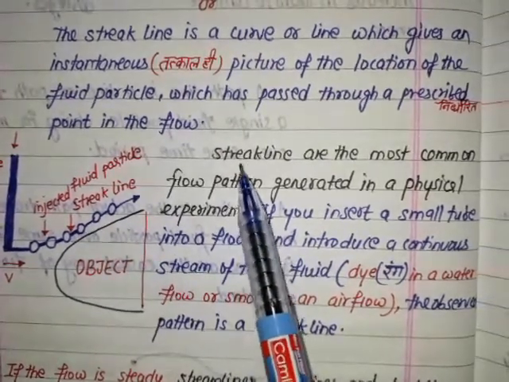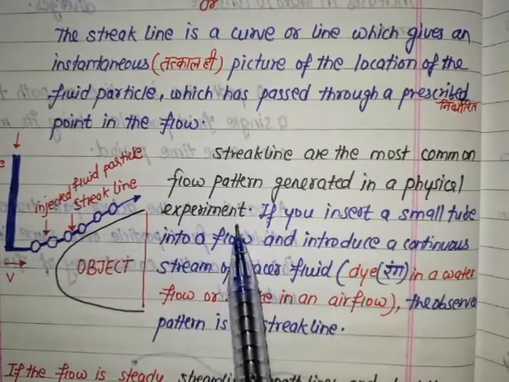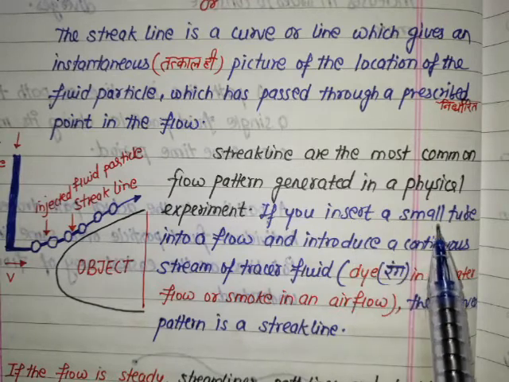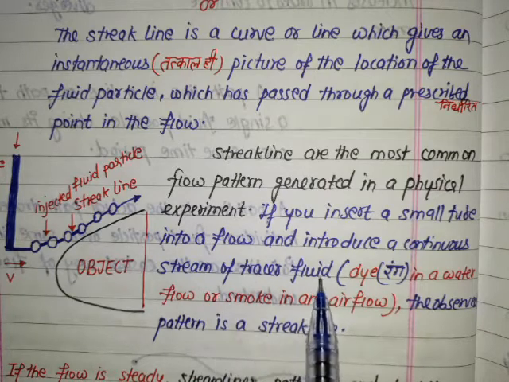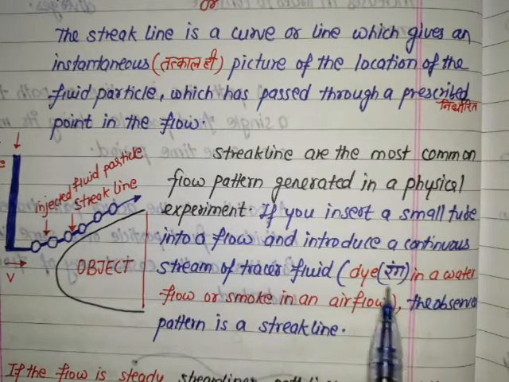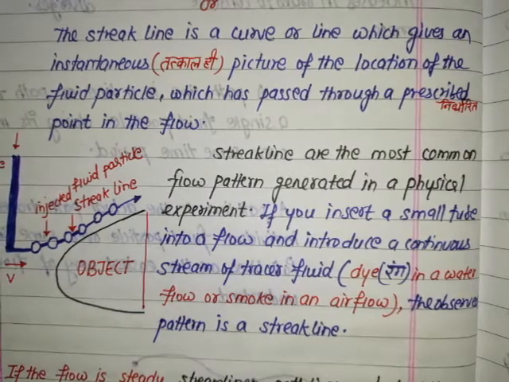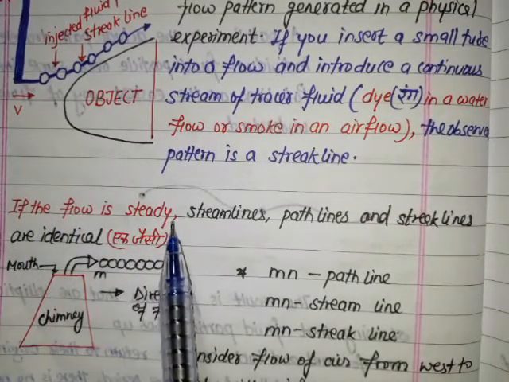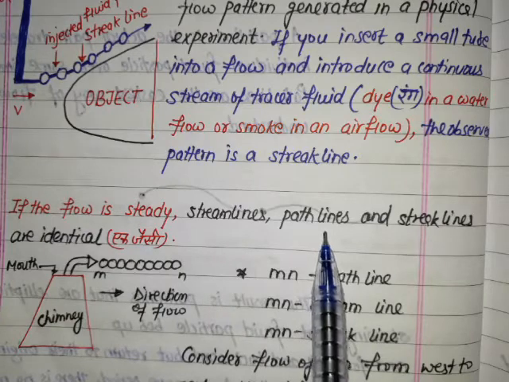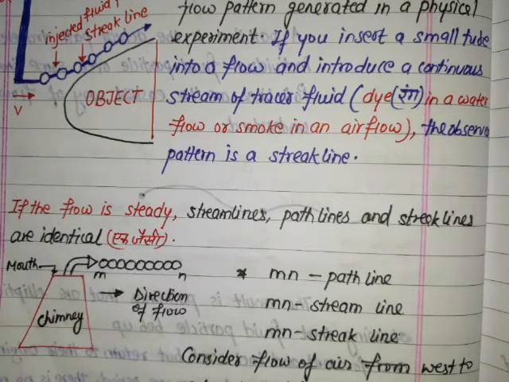And we can say streak lines are the most common flow pattern generated in a physical experiment. If you insert a small tube into a flow and introduce a continuous stream of, say, dye in a water flow or smoke in an air flow, the observed pattern that we obtain is the streak line. And here we can say if the flow is steady, streamline, path line and streak line are identical. These are similar if the flow is steady.